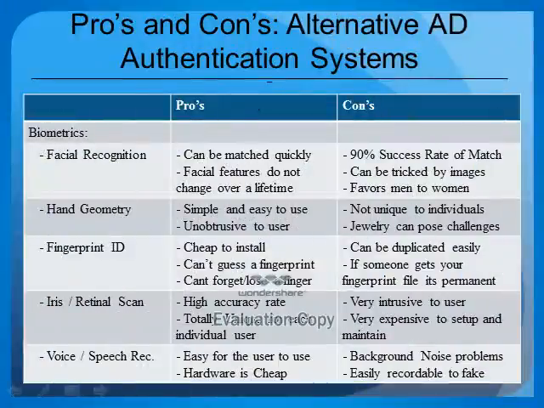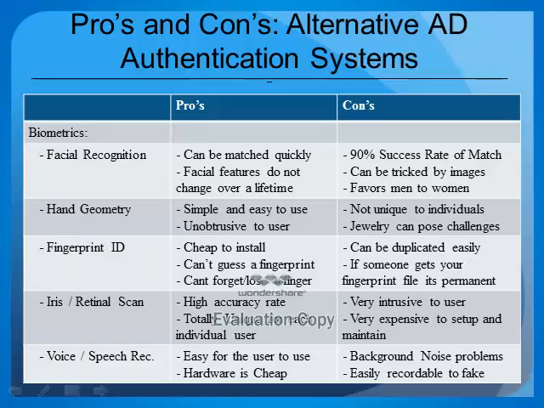Let's look at the pros and cons of the alternative Active Directory authentication systems. First, biometrics. With facial recognition, they can be matched quickly, and facial features do not change over a lifetime. However, there is only a 90% success rate of a match, which means there's a 10% failure rate. They can be tricked by other images, and they seem to favor men to women.